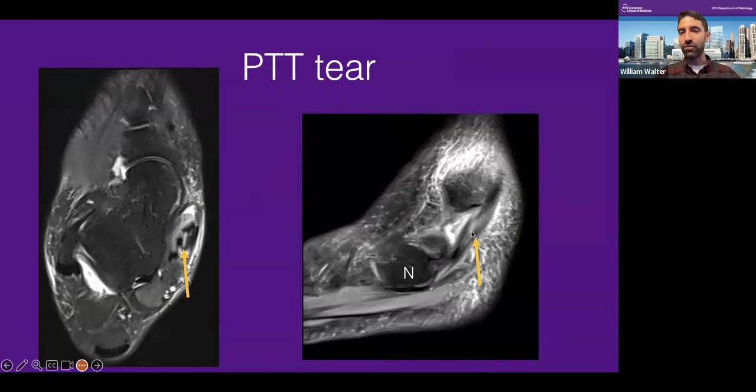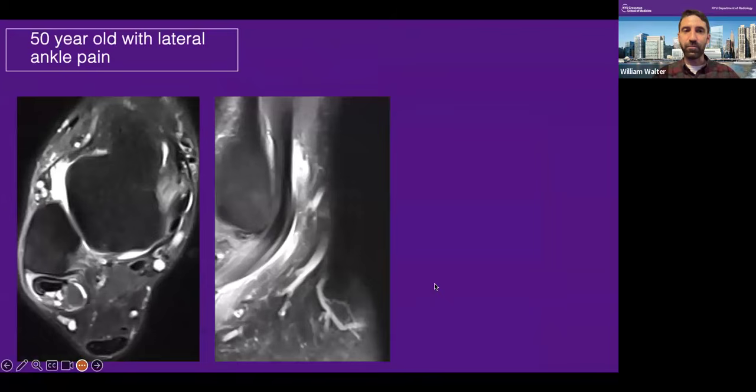And here again, this partial tear. I know it's partial because the torn tendon ends are not separated by a gap. There's no tendon retraction. And these fibers, at least some of them, are still in continuity to the insertion upon the navicular here medially. So here's someone with lateral ankle pain.